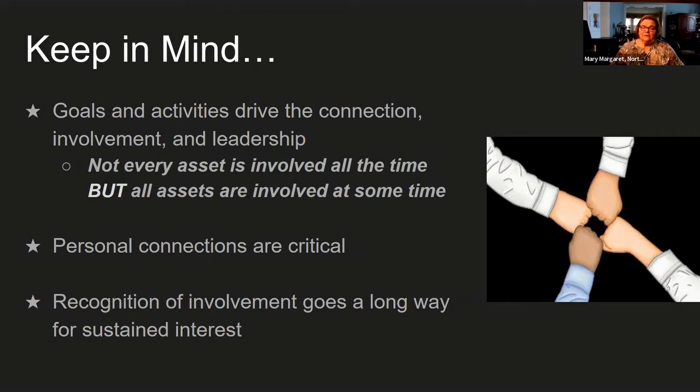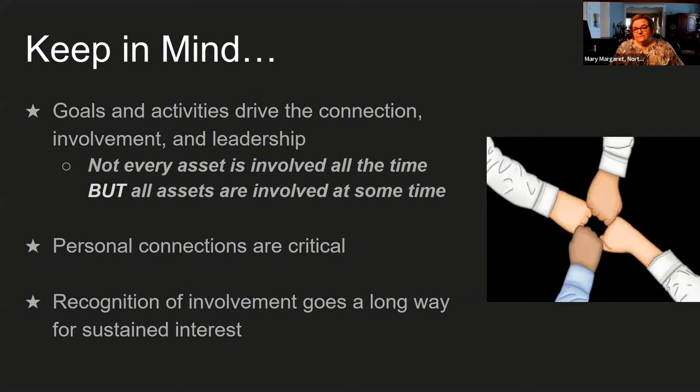The other piece that's really critical, and I don't think I can stress this enough, personal connections are very, very important. The world operates on relationships. People like to be recognized. They like to be encouraged to participate. They want their organization to be viable within the community, to be visible within the community. So whenever you can make personal connections, that's an important piece.